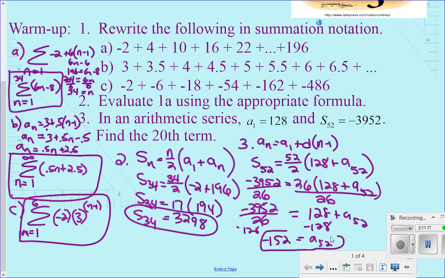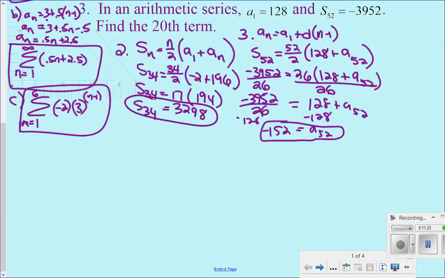Okay, now that's not my answer. That's not what I was looking for, but that's going to help me get my answer. So let me extend this a little bit here. So now we're going to go to our explicit, because remember when I first said about the explicit, I said, well, I don't know the 52nd term and I don't know the d value. Well, now I know the 52nd term, so I can substitute that in and that will help me get the d value, which will then help me get the 20th term.